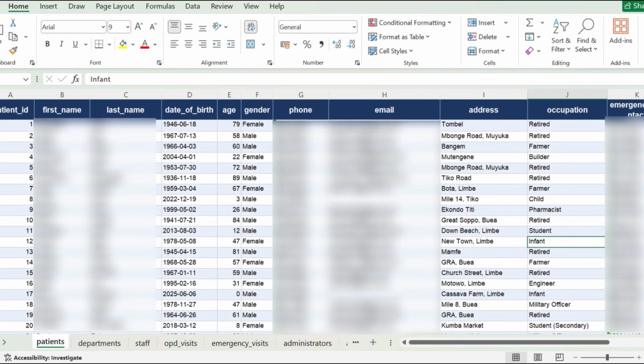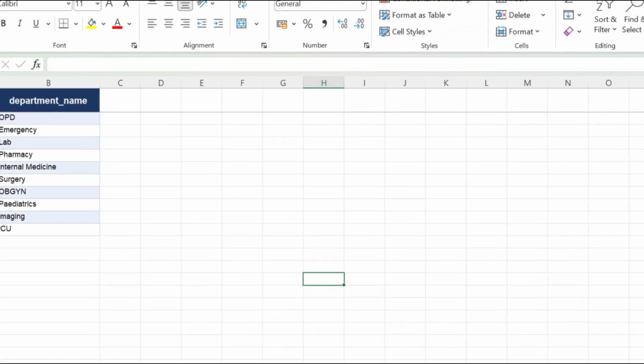This is our master patient table containing 10,000 patients. Each record represents a unique patient registered at Northbridge Hospital. The patients table serves as the backbone of our database, because every clinical activity in the hospital is linked to a patient. Next, we have the departments table.